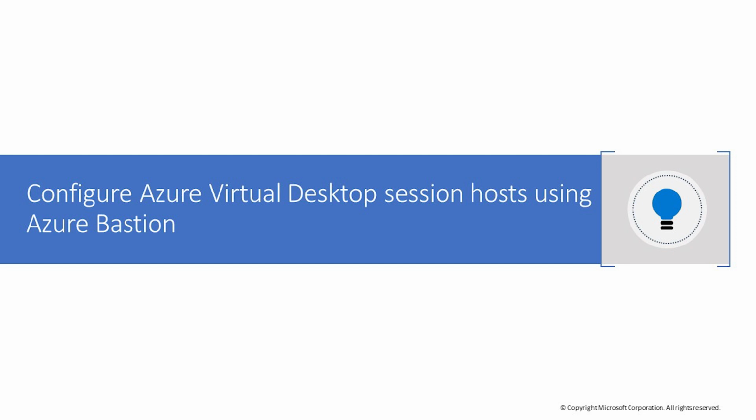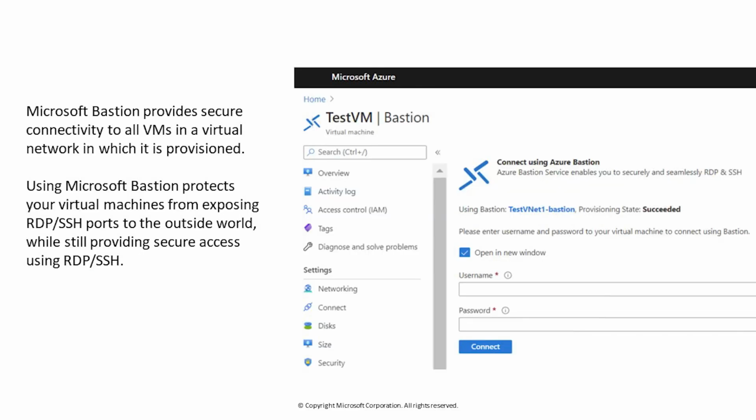So Microsoft Bastion is the one which helps you establish secure connectivity, and it protects your virtual machines from having the RDP or SSH ports exposed publicly to the outside world, while still providing you secure RDP and SSH connections over the browser.